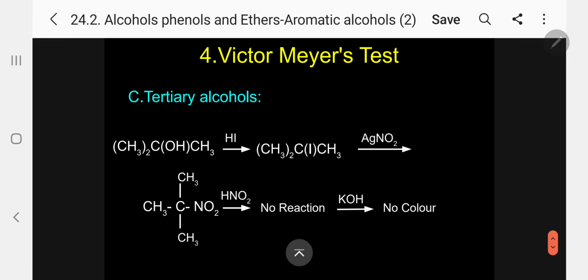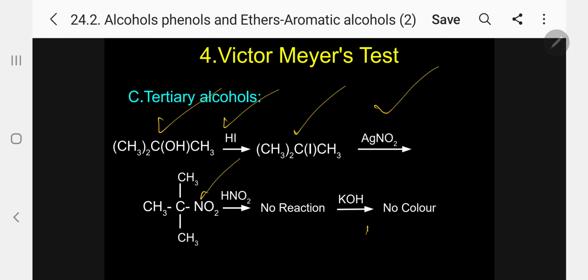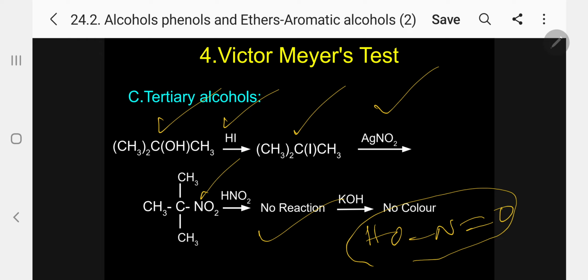And coming to tertiary alcohols, this is tertiary butyl alcohol. We are treating with HI. Again, OH is substituted by I. With silver nitrate, the corresponding NO2 compound. Kindly follow. So with nitrous acid, here there is no H on the carbon to eliminate water or undergo any substitution reaction. So there is no reaction with nitrous acid.